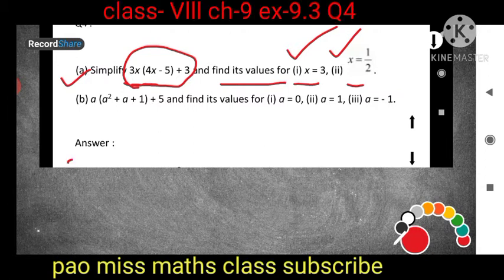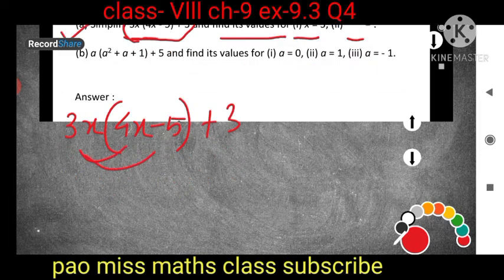So the first question given here is 3x(4x minus 5) plus 3. Now we have to solve this. So now 3x multiplied with 4x. First you will multiply 3x with 4x. That means 3 fours are how much? 12, isn't it? 3 fours are 12 and x into x is x square. Minus 3 into 5 is how much? 15 and x. Here minus and here plus, so plus minus is minus. So 3 fives are 15, then x is there. Then we have 3 as a constant.